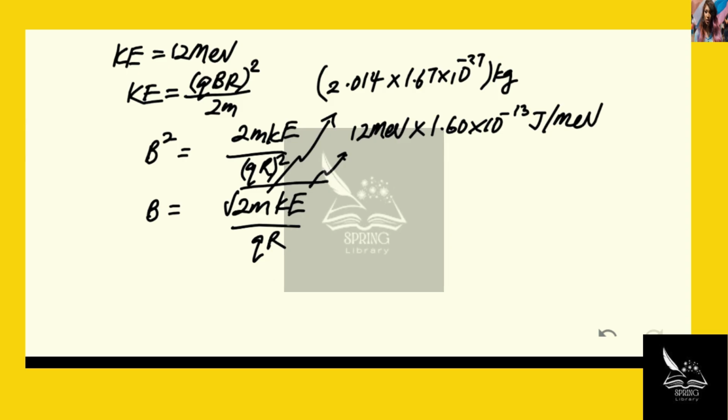And then we have the charge. The charge for our deuteron is just 1 elementary charge, so that's just 1.6 times 10 to the power minus 19 coulombs. The radius is given as 1 meter. Right, and so substituting everything, we should get 0.71 Teslas.